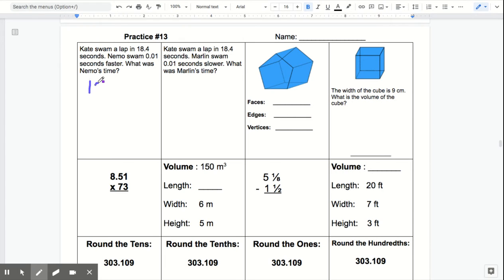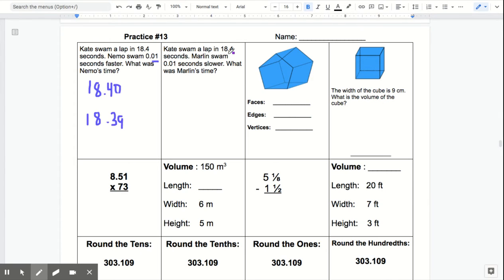So I'm going to write out Kate's time, but I'm going to extend it out to the 100th place. So 18.40, which is the same thing as 18.4. Now Nemo swam 0.01 faster, so I just need to take one away from that 40. So Nemo's time would be 18.39.